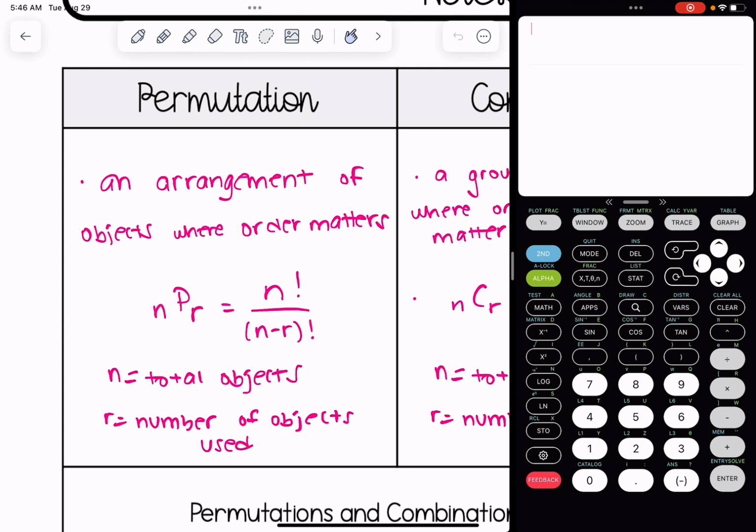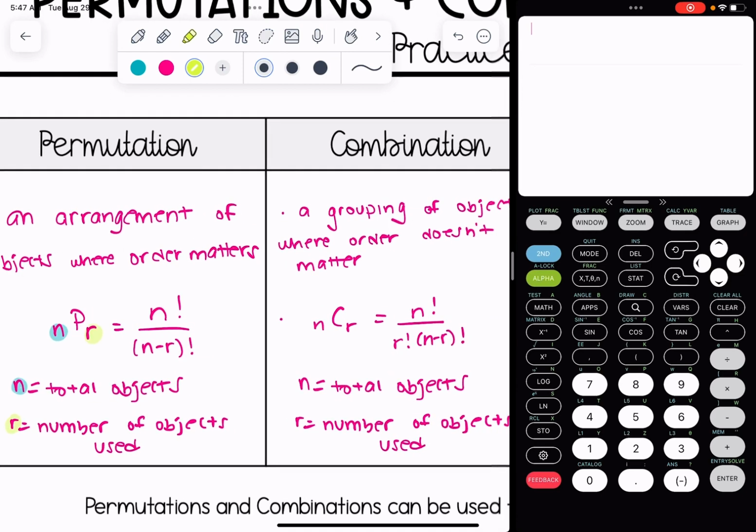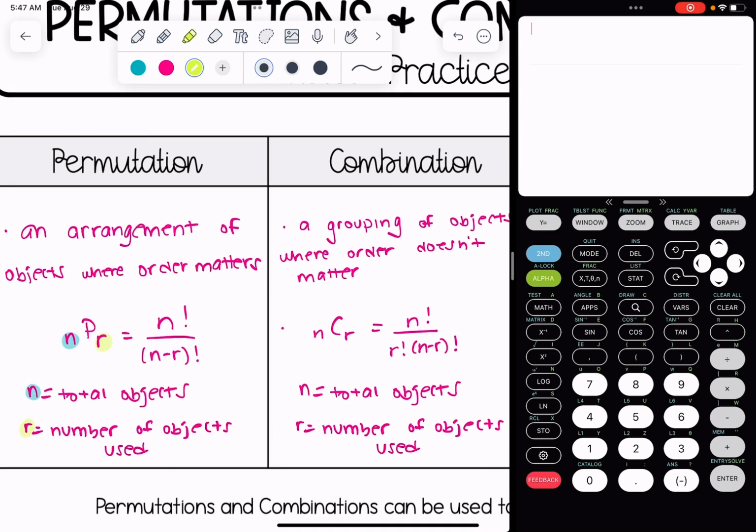The n and r are written as subscripts. They're smaller. They're not in line with the P. And the formula is n factorial over (n minus r) factorial. We're going to talk about factorial in a second. One key thing to note is that n represents the total number of objects, whereas r is the number of objects that are used.